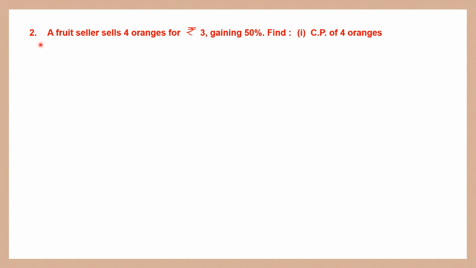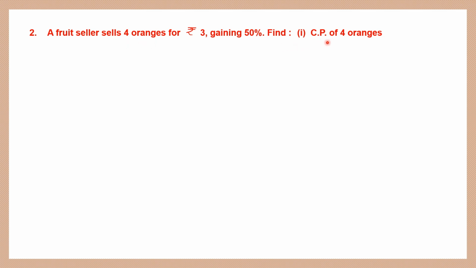That's our answer. Question 2. A fruit seller sells 4 oranges for 3 rupees, gaining 50%. Find the cost price of 4 oranges. So here we have been given a profit percent or the gain percent, and we have also been told the selling price of 4 oranges.